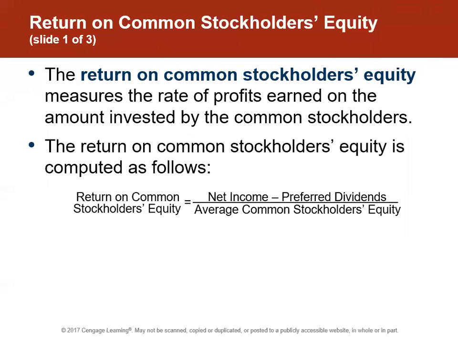And then the last one we'll look at is the return on common stockholders' equity. This measures the rate of profits earned just by common stockholders. So we're not looking at preferred stock. So here you're going to take net income minus preferred dividends. So we're excluding what we're paying in preferred dividends and dividing by average common stockholders' equity. So we only are looking at common stock.